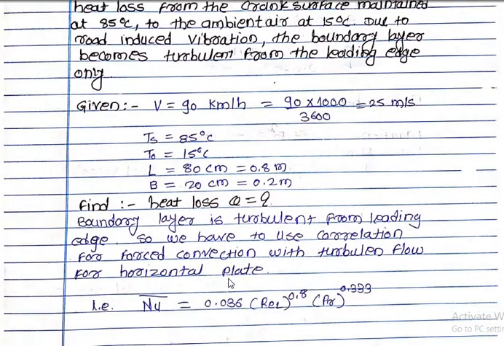It is also provided that the boundary layer is turbulent from the leading edge. So we have to use the correlation for forced convection with turbulent flow for a horizontal plate. Initially we have considered that the boundary layer is turbulent, so we use the correlation for turbulent flow over a flat plate. This is the equation: Nu bar, the average Nusselt number, is equal to 0.036 into Re suffix L, the Reynolds number, raised to 0.8, that is 4 by 5, and Pr raised to 0.333, that is 1 by 3.